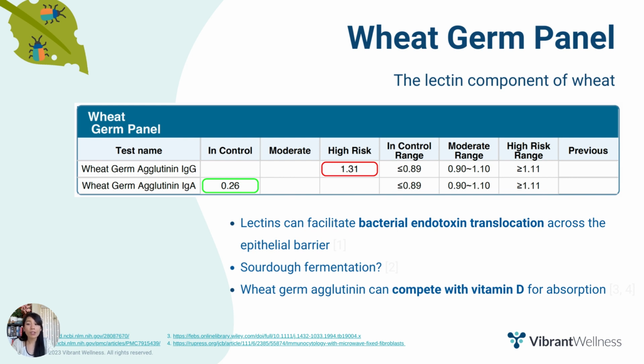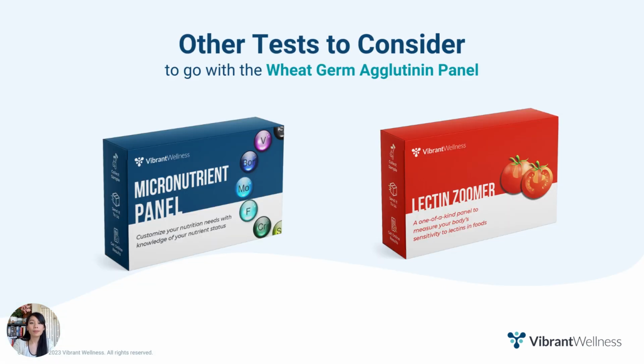There's also some research to show that wheat germ agglutinin can compete with vitamin D for absorption. If that's the case, a patient may need to have higher supplementation until they see improvement. So if someone has a sensitivity to wheat germ agglutinin, you may consider the micronutrient panel to look at vitamin D status. Additionally, note that not all individuals who react to wheat germ agglutinin will have to follow a low lectin diet. To substantiate the need for a low lectin diet, consider the Lectin Zoomer to see if there are other foods that they're reacting to in terms of lectins.